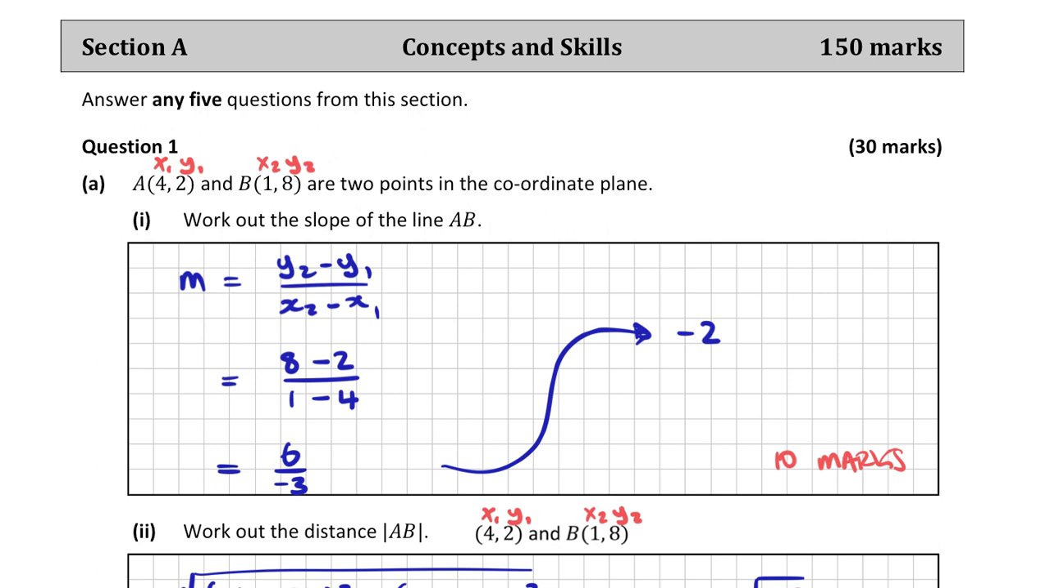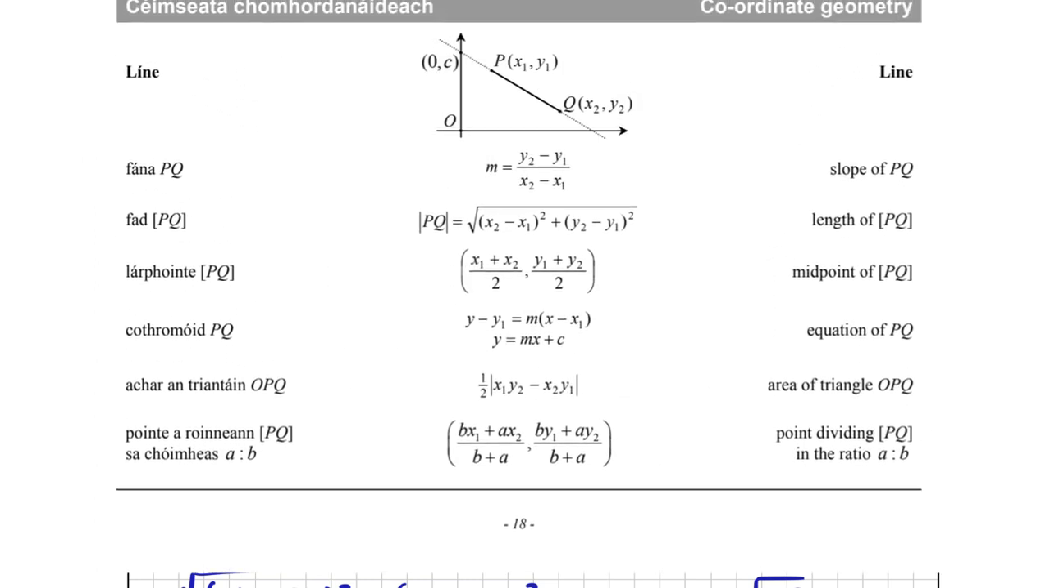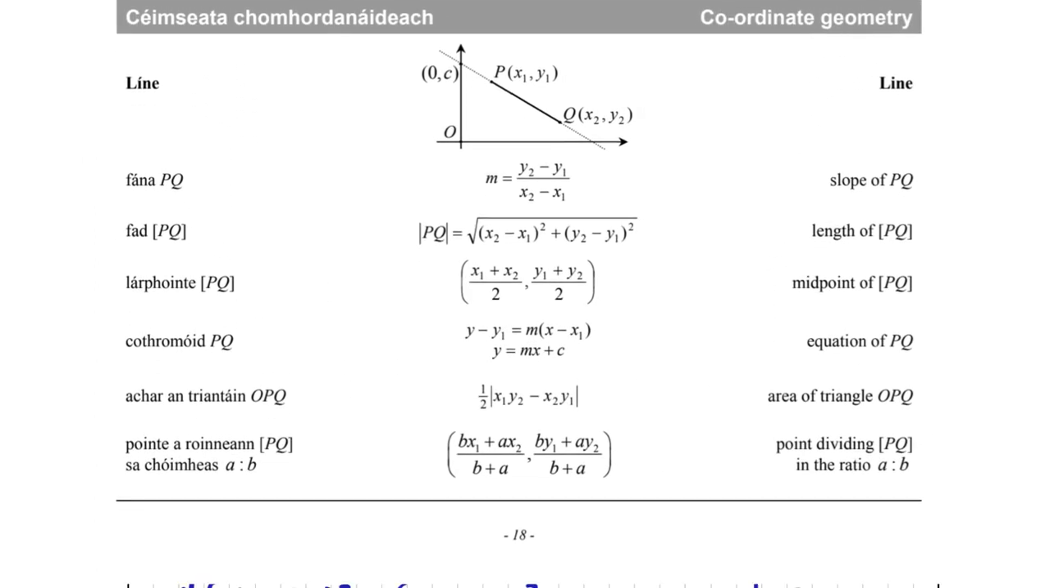So what you need to do there is open up your log tables, go to the coordinate geometry section, which in this case is on page 18, and look for the slope. Okay, so we can see there the slope. Everything down along the left hand side is in Irish, everything down along the right hand side is in English. So I stick to the English.